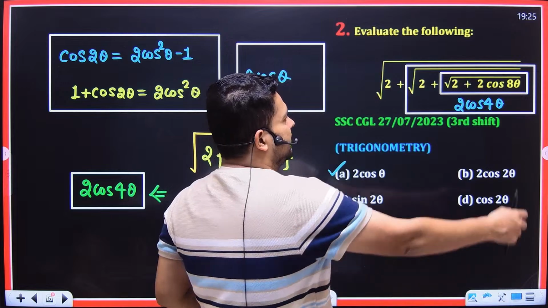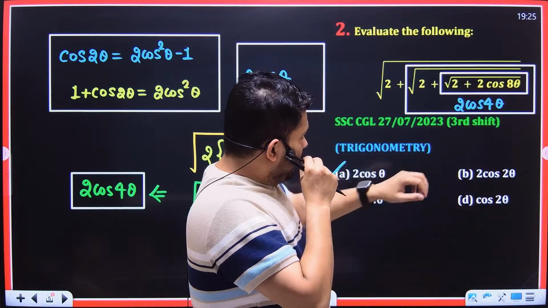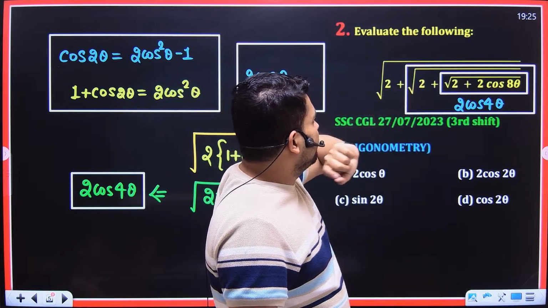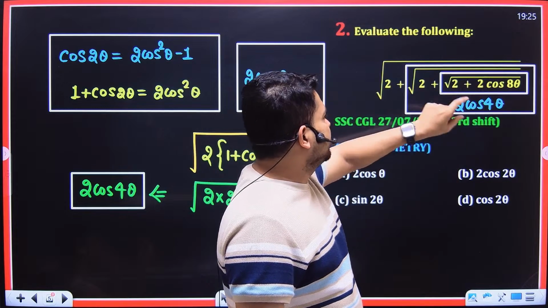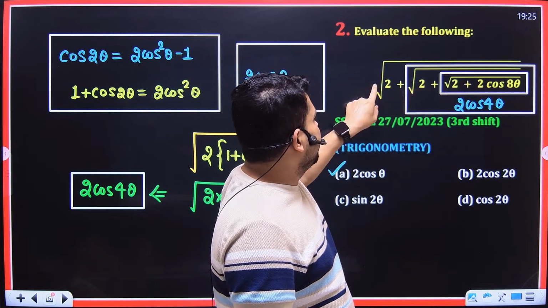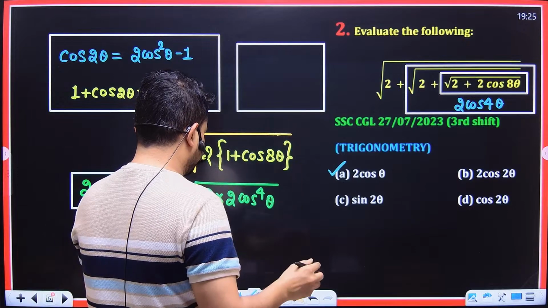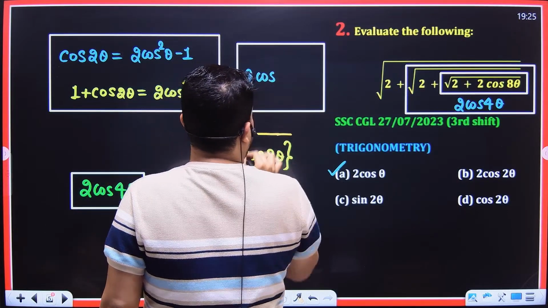It means this 8, first of all, we will divide by 2. We have 4. Then we will divide this by 2, and again by 2. So we have a pattern, and the pattern is 2 cos, here is 8.